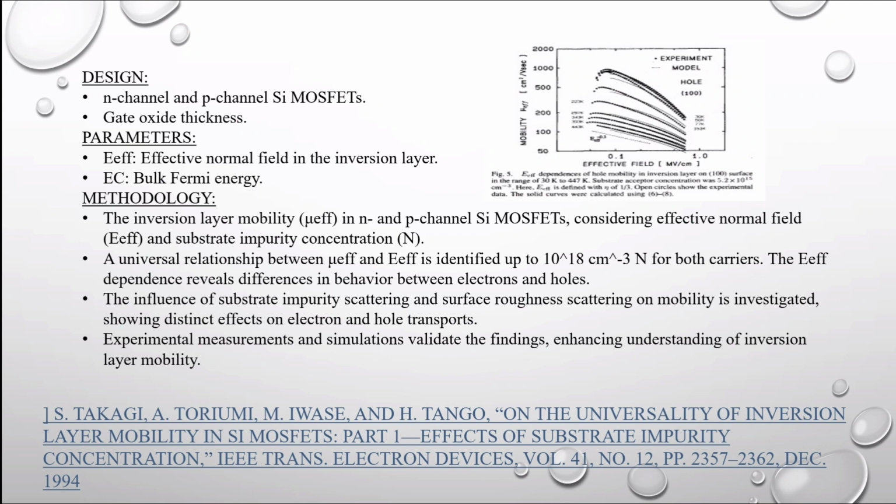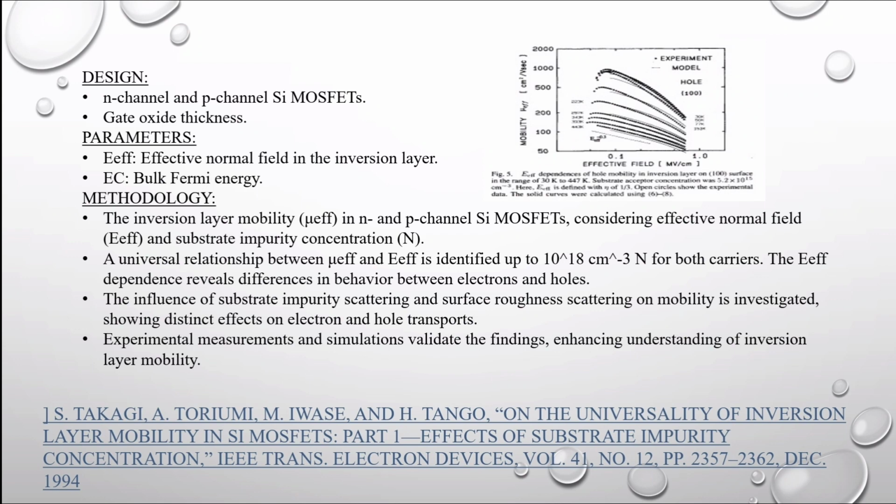revolves around studying the relationship between mu_eff and E_eff in N and P channel silicon MOSFETs. The researchers identify a universal relationship between these two parameters, finding it holds up to a substrate impurity concentration of 10^18 per cubic centimeter for both electron and hole carriers. The dependence of mu_eff on E_eff reveals differences in behavior between electrons and holes. This understanding is crucial for optimizing the performance of N and P channel MOSFETs as it allows tailoring the device design to enhance carrier mobility.